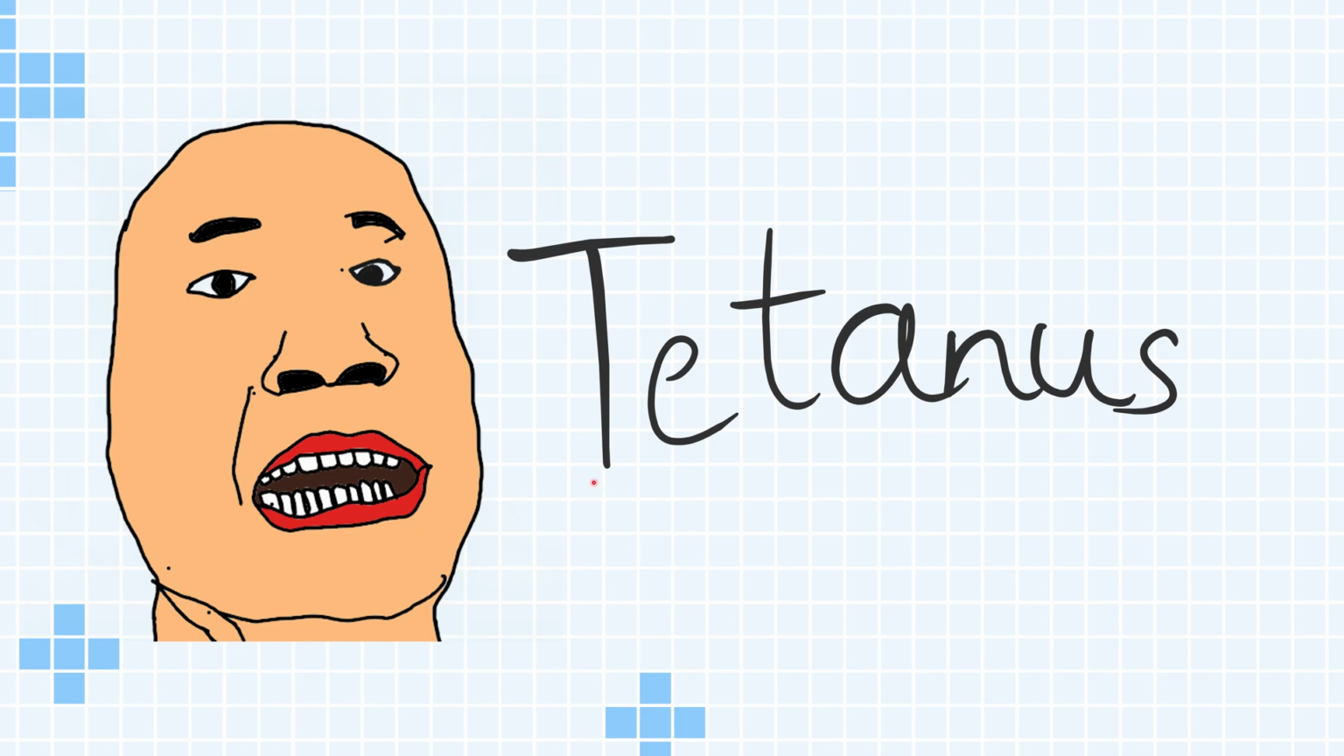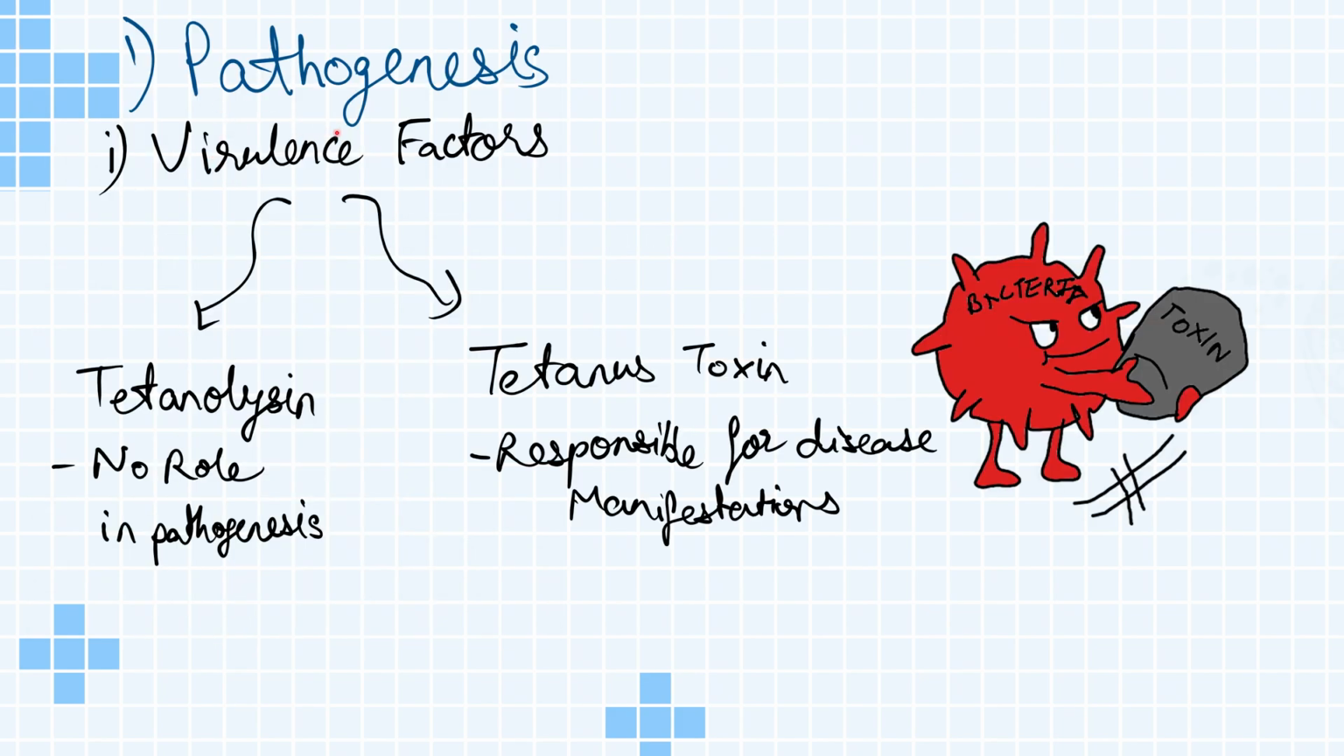In this video, we'll understand tetanus, mainly pathogenesis, transmission, clinical symptoms, lab diagnosis, treatment, and prevention of tetanus. So let's begin with the pathogenesis of tetanus. Clostridium tetani produces two important substances, tetanolysin and tetanus toxin. Tetanolysin has no role in pathogenesis, whereas tetanus toxin is responsible for disease symptoms.